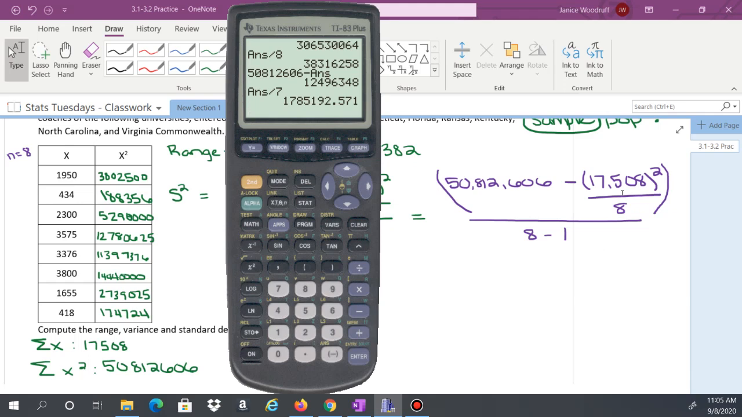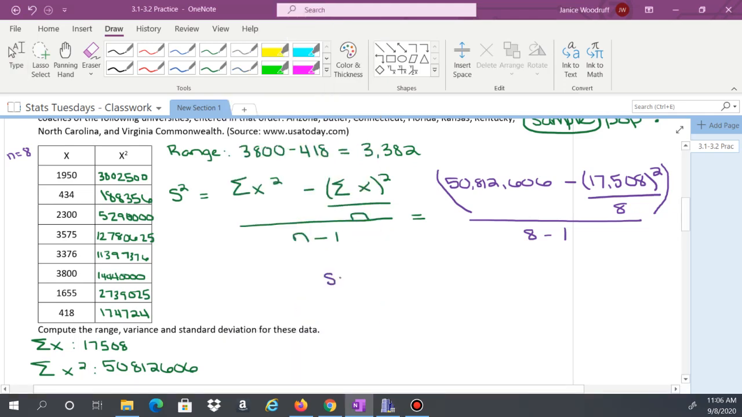Okay, and you can write it down as you go if you want to do each calculation, but you would do the exponent up here, then you would divide by 8, then you do this number here minus what you get here, then divide. Okay, so we get 1 million, that's your S squared, 1,785,192.57. I'm going to do 2 decimal places because we're talking about salaries, so it's money.